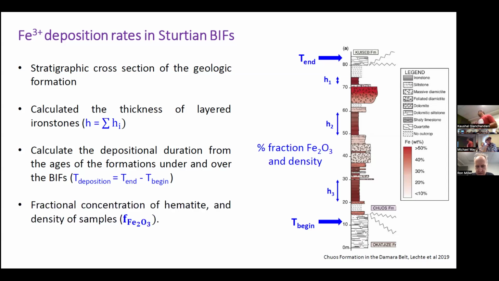Once you know the age as well, you need the fractional concentration of hematite and the density in these samples. I only focus on hematite because that's the dominant form of iron oxide in Neoproterozoic banded iron formations. You also have magnetite and some siderite. Hematite is Fe2O3, magnetite is Fe3O4, and siderite is FeCO3 for anybody who doesn't remember these.